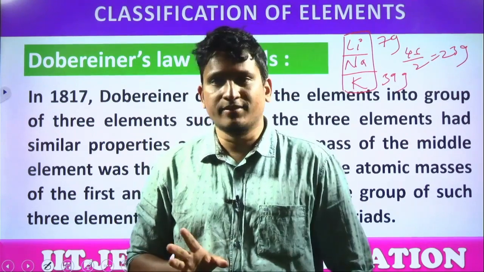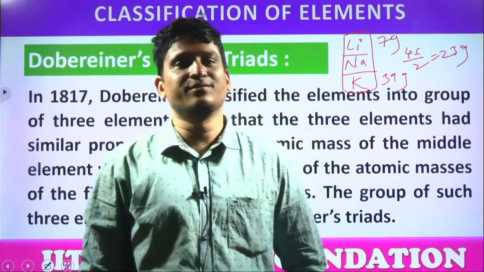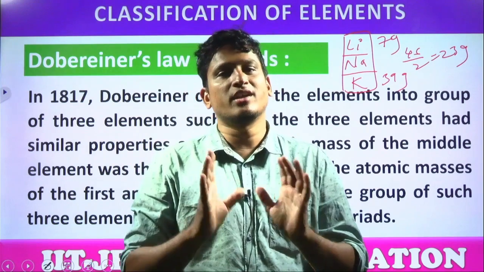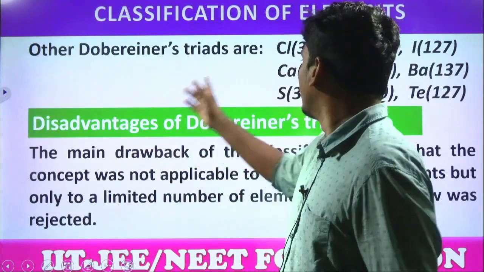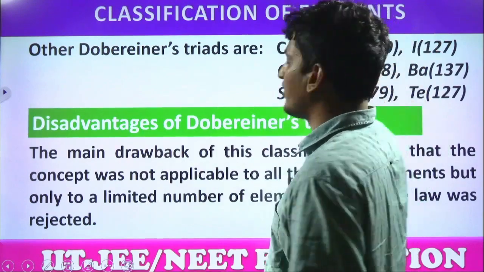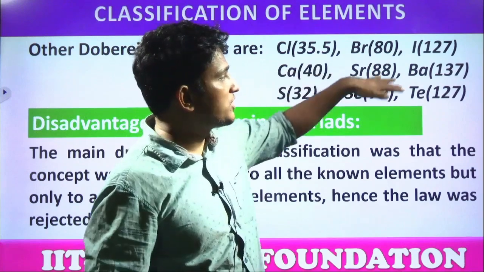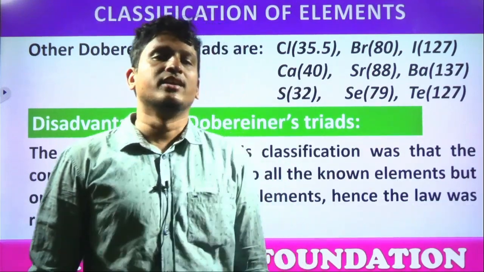Is this classification valid? No. Yes or no? This is a completely invalid classification. And he didn't classify all the elements also. Only a few sets of triads he gave. And in this set of triads also, if you check, students, look here: chlorine, bromine, iodine. This is one triad, like horizontal you can check. Calcium, strontium and barium, sulfur, selenium, tellurium. These are the triads given by Dobereiner.